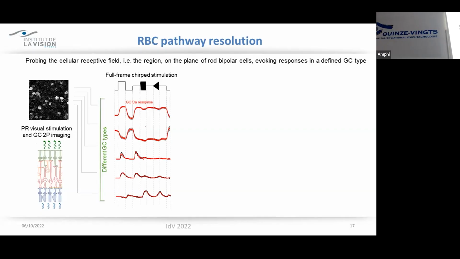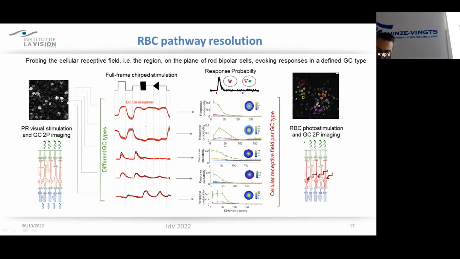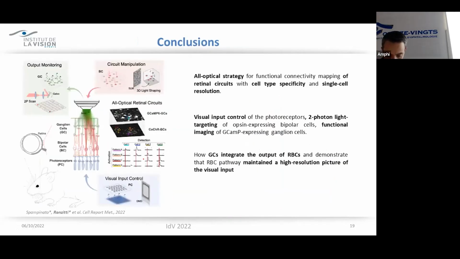As I told you before, we could classify different ganglion cells by using different stimulation with the digital micromirror device. And we confirmed these results, so this confinement of the cellular receptive fields, and so this high resolution possibility of the rhodopipular cell pathway. So with that, I conclude.